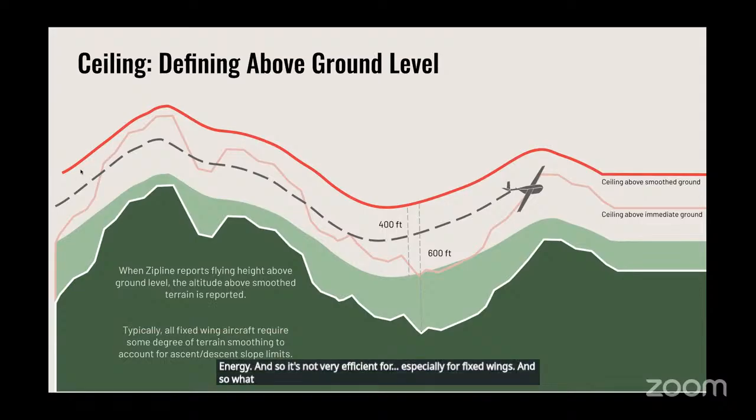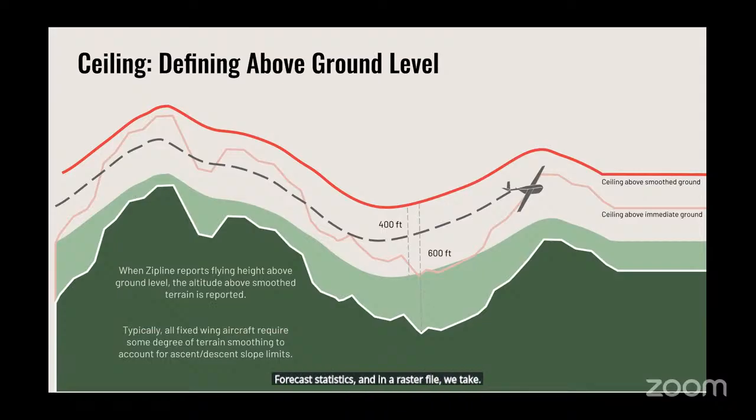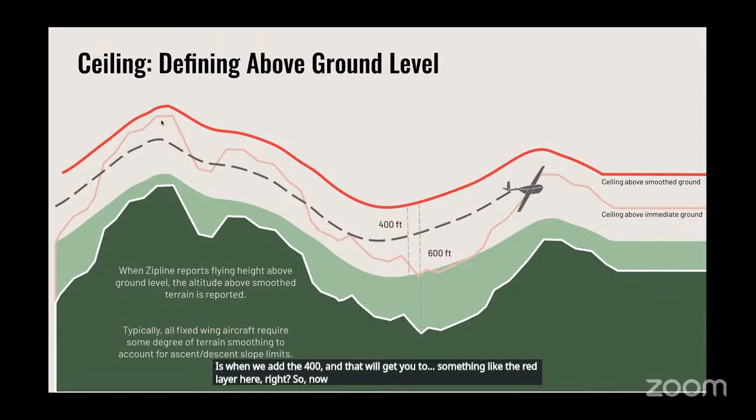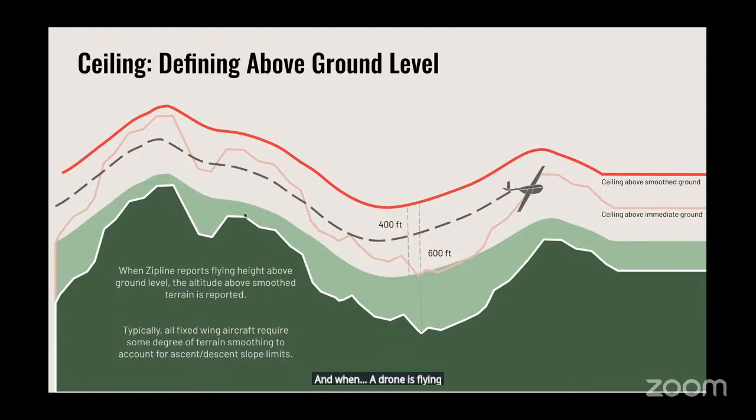And so what we do is we apply some focal statistics, and in a raster file, we take each pixel, buffer it out by 600 meters or 2000 feet. And then once we have that layer is when we add the 400, and that will get you to something like the red layer here, right? So now it follows the terrain more smoothly, and when a drone is flying it, yes, it is trying to follow the terrain, but it's not as steep as without the terrain smoothing.